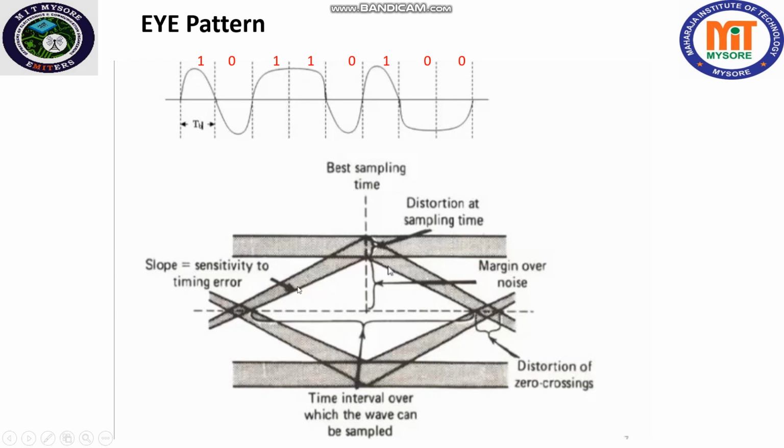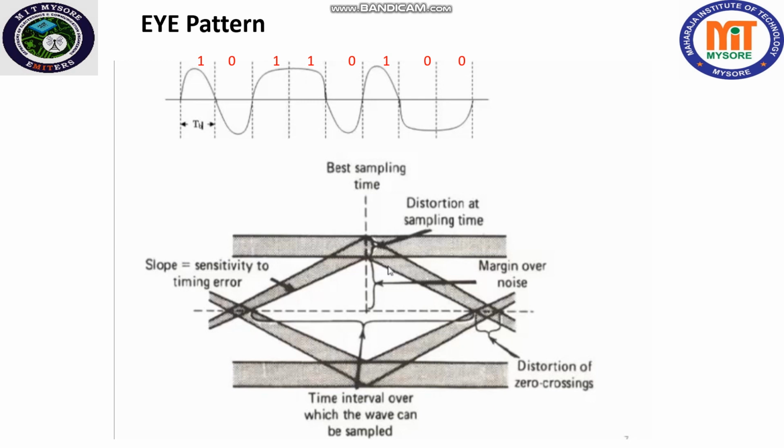And this particular figure indicates the eye diagram with different parameters associated. The important parameters are noise margin, which is the height of the eye, and width, which is the time interval over which the wave can be sampled. Okay, let us go through these one by one.